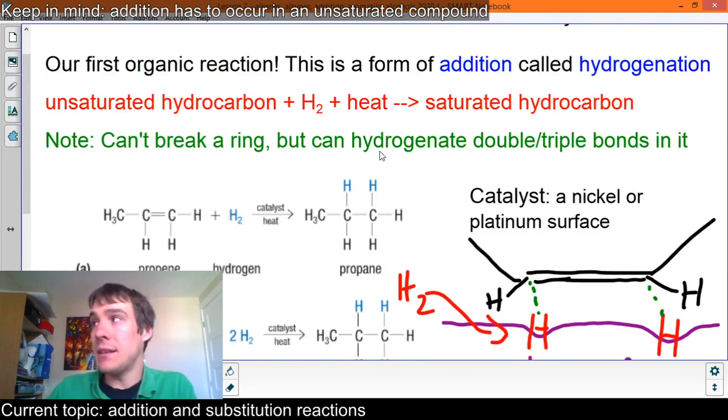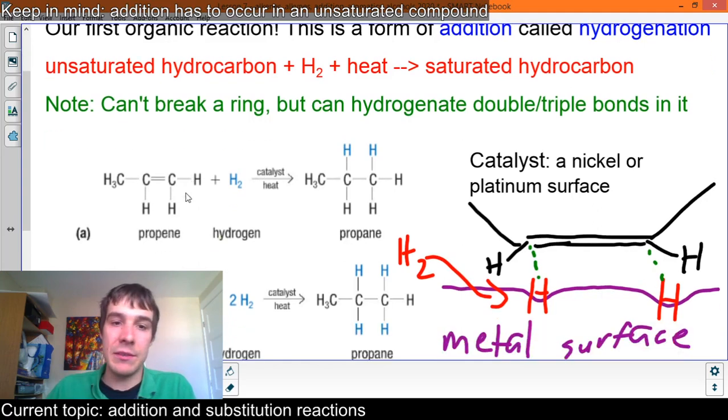The basic scheme for addition is that you have a double bond or a triple bond, and you're sticking your substituents on the carbons on either side of the double bond or triple bond, and usually heat will help.